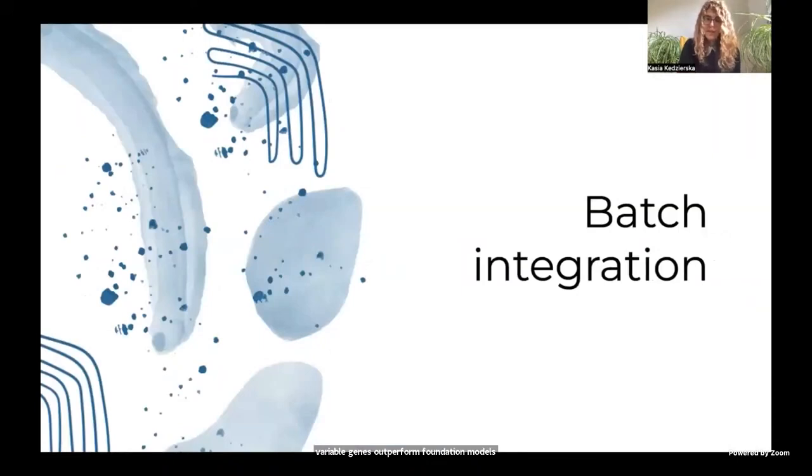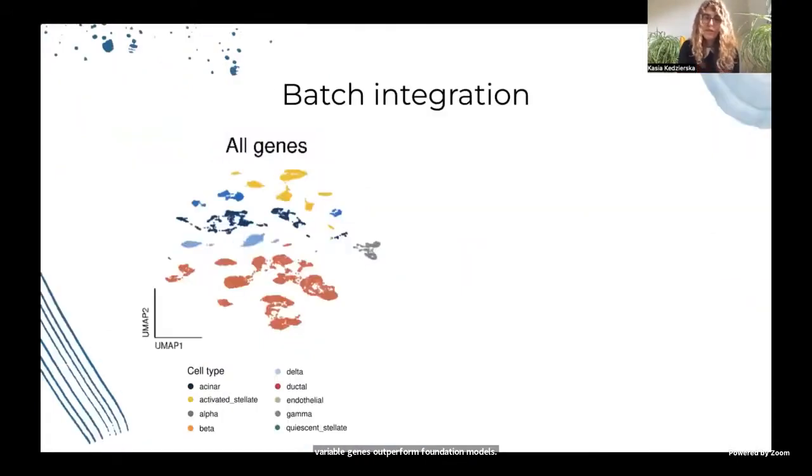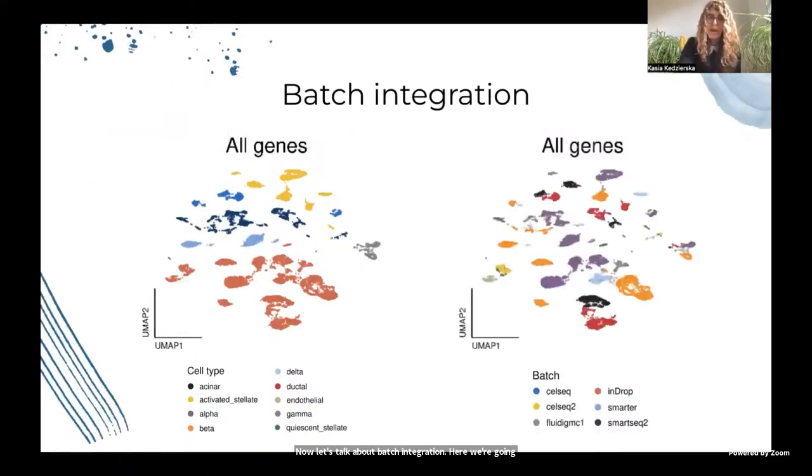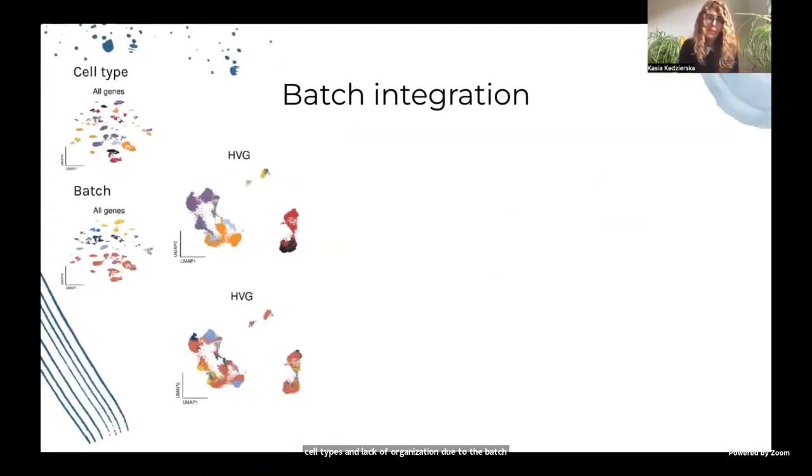Now let's talk about batch integration. Here we're going to focus on the pancreas dataset, and as I told you, it spans one tissue type and several different batches. In a perfect batch integration scenario, we would see clusters separating based on cell types and a lack of organization due to the batch type. And when we look at the highly variable genes, we see an improvement over the space generated by all genes. We see some clusters based on the cell type and some mixing of the batches.